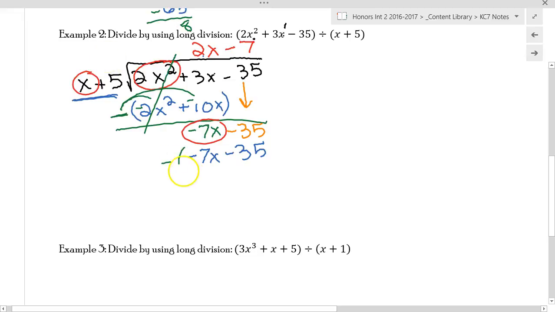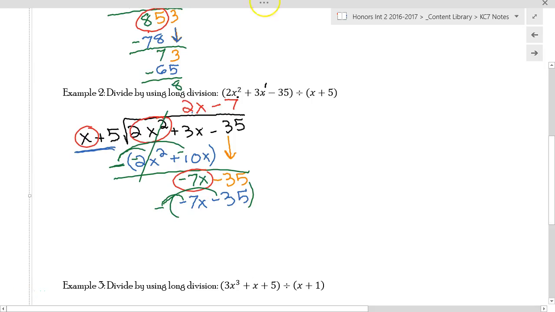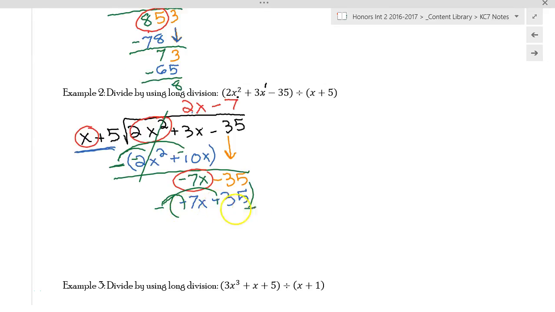Then I have to subtract, again, distributing that negative. So then my negative 7x becomes positive, and my negative 35 becomes plus. Okay. Negative 7x plus 7x is 0. Negative 35 plus 35 is 0. So that's my remainder. When it's a remainder of 0, I don't have to worry about adding anything on the end like we did before. So it's just 2x minus 7. Okay.